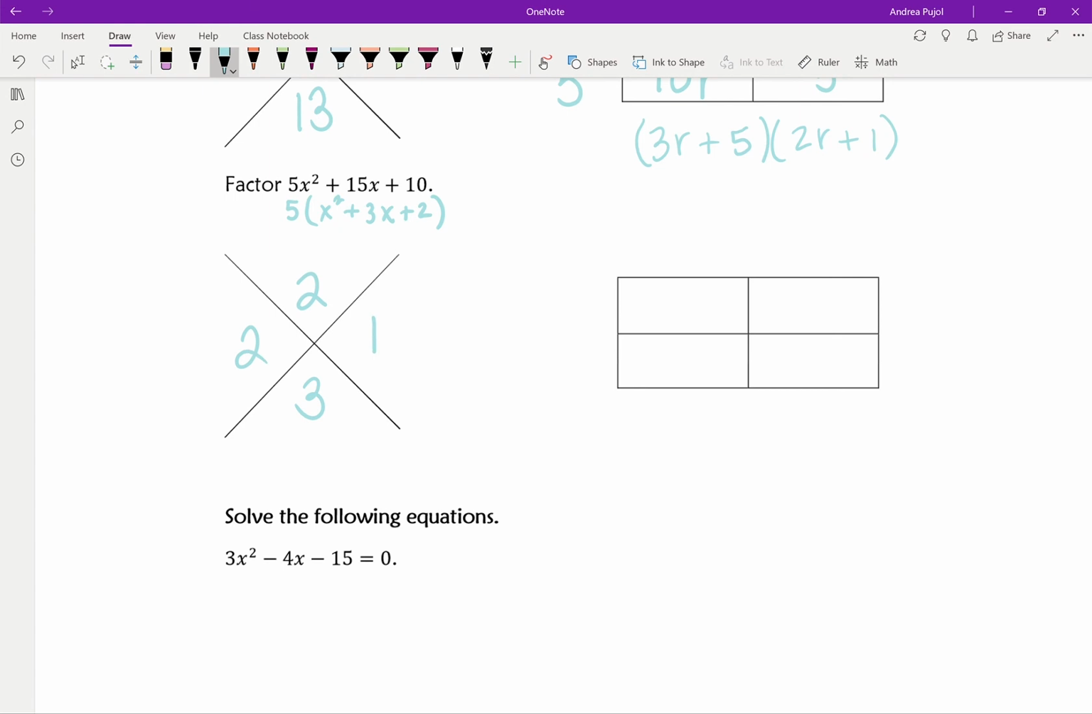And because the leading coefficient is 1, I can skip the box and I know that it's going to be x plus 2 times x plus 1. I just have to remember that 5 out in the front. So next time we'll cover equations just like we did in section 2.5, and we'll use factoring to do that.